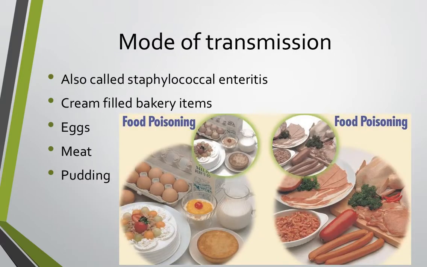Mode of transmission. Food poisoning caused by Staphylococcus aureus is also called staphylococcal enteritis. Staph aureus will produce enterotoxin when it is allowed to grow on typically protein-rich food for several hours. The foods which can cause staphylococcal enteritis include cream-filled bakery items, eggs, meat salads, meat, pudding, and sometimes vegetables. Enterotoxin can be present on food which shows no sign of spoilage. Food can be contaminated by food handlers who are carriers of Staph aureus.